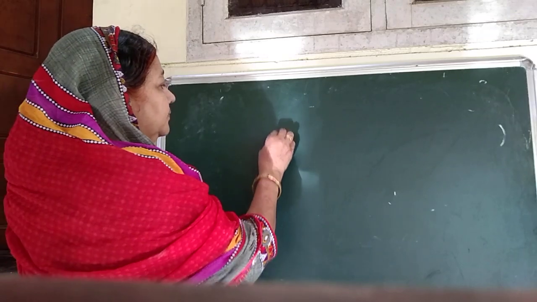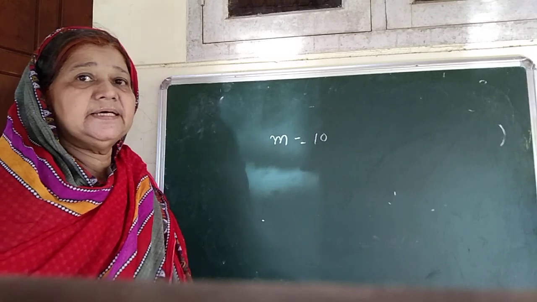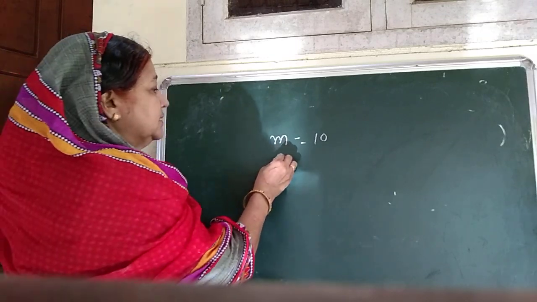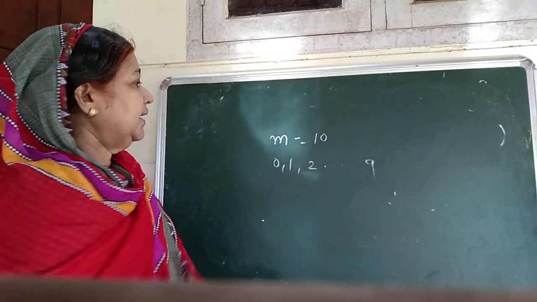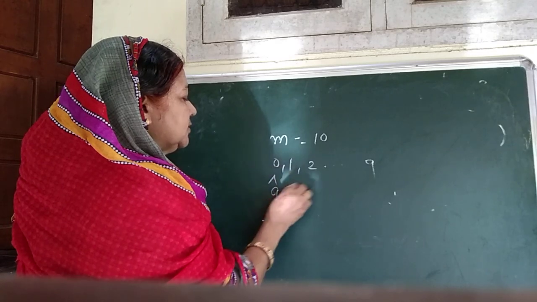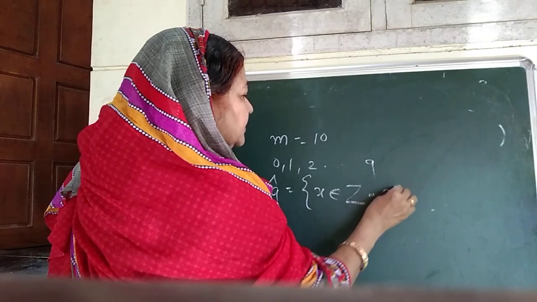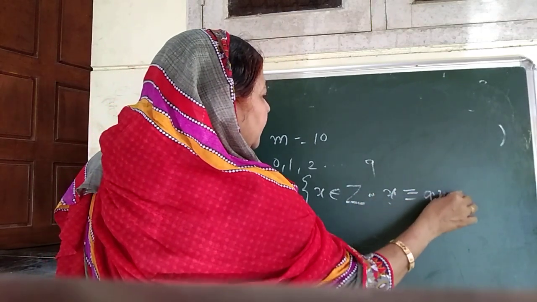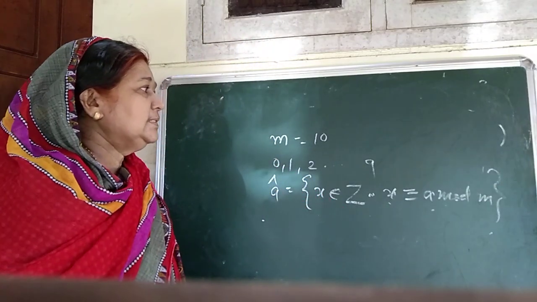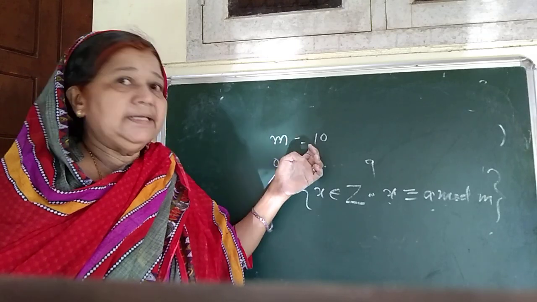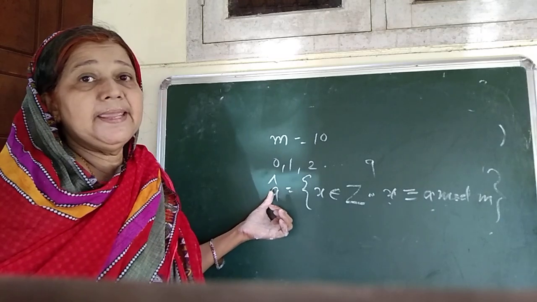Consider a fixed m, say m equal to 10. Then if we divide any integer by m, the residues are 0, 1, 2, etc. to 9. So we can define a-cap as the set of those x element of Z such that x is congruent to a mod m. Thus, for m equal to say 10, we have 10 residue classes. These residue classes are denoted by a-cap.